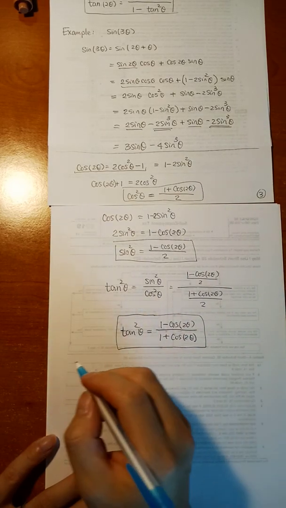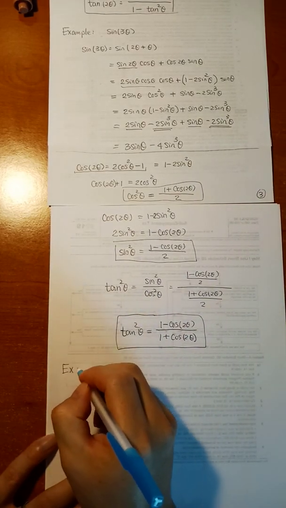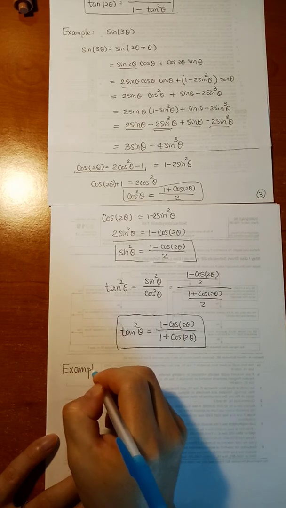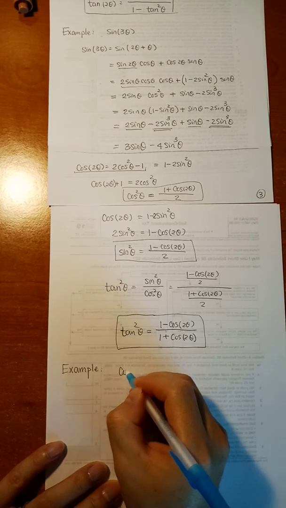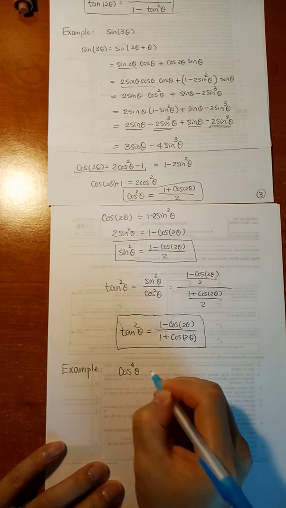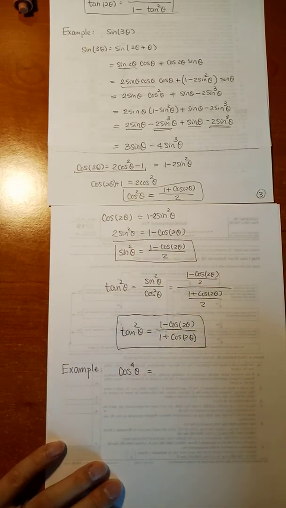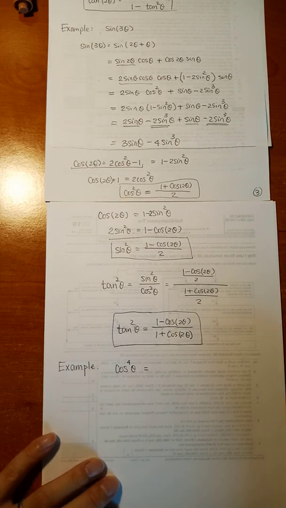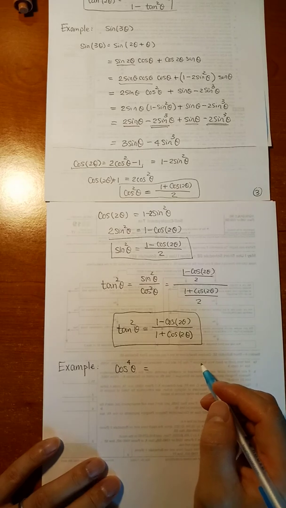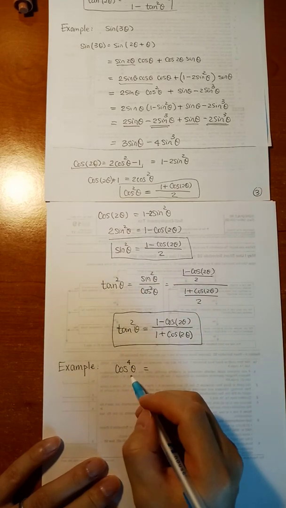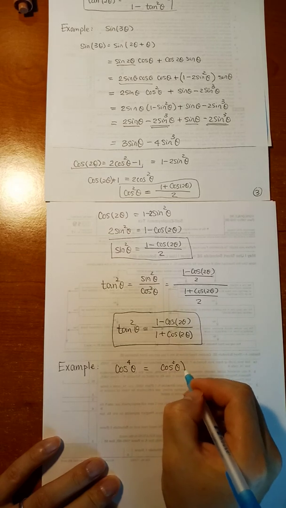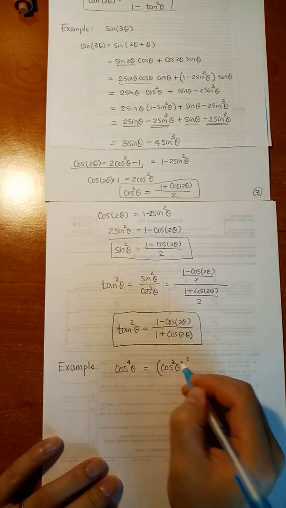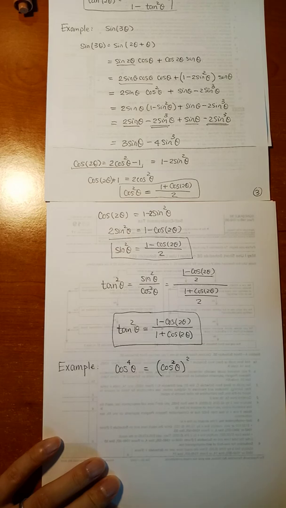Let's continue this example. We want to know what is cosine theta to the fourth power. Cosine theta to the fourth power. It's a special example. Well, you can consider it as cosine theta squared and then squared.